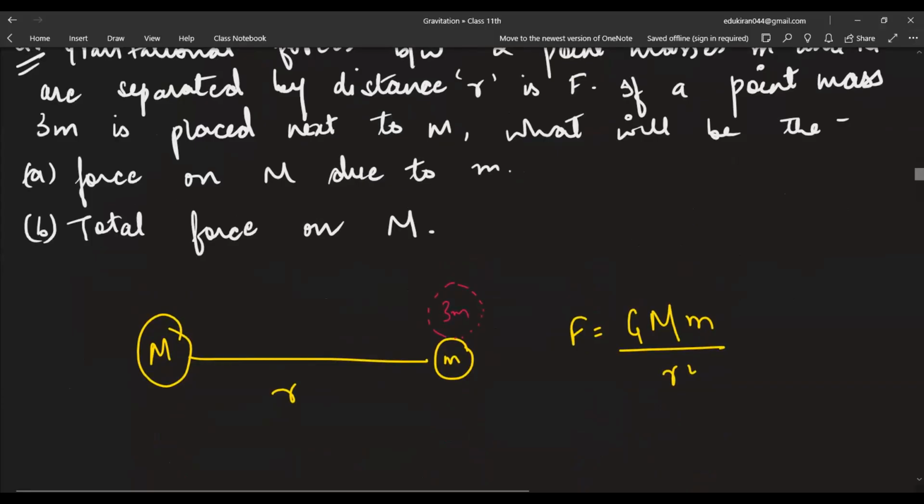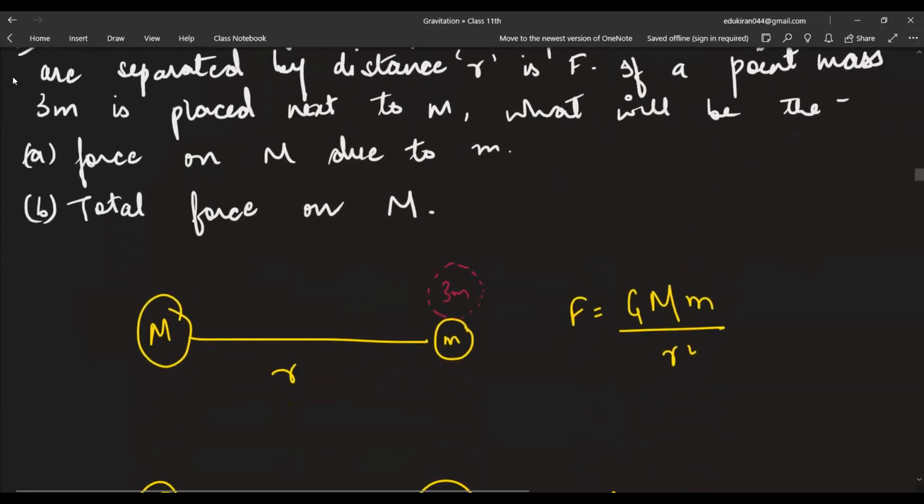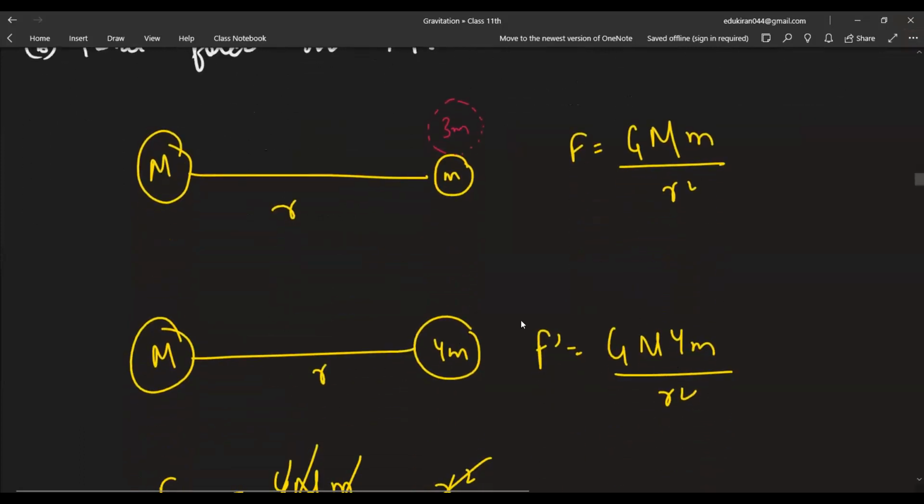So, F is equal to G, capital M, small m by r square. Now, it says, if a point mass 3m, 3 times m, is placed next to m, it is just placed next to m, it is not replacing m, m is not becoming 3 times, it is just placed. What will be the force on capital M due to small m? Now, see, this becomes 4m. Total mass on this side is 4m and this is capital M. So, force will be G capital M 4m by r square.